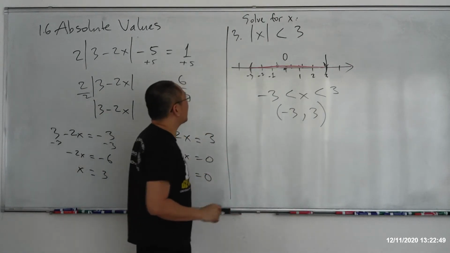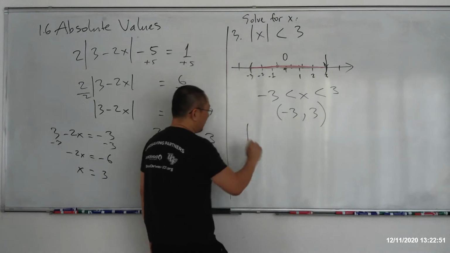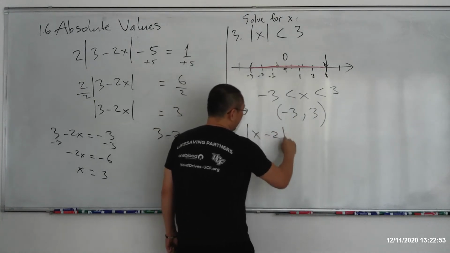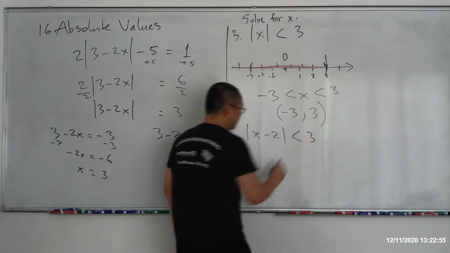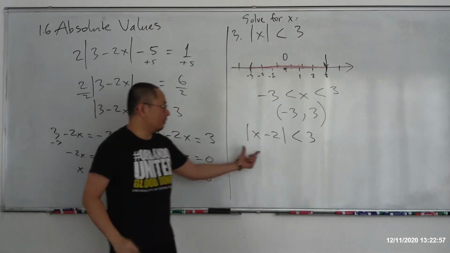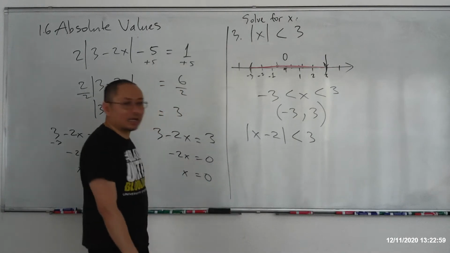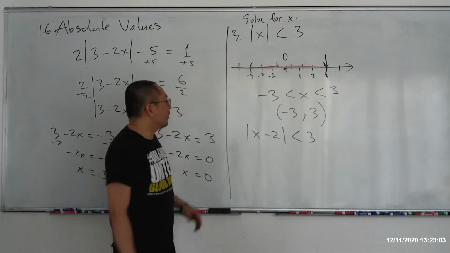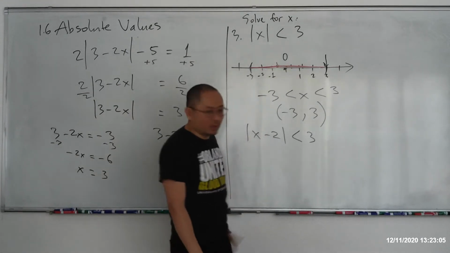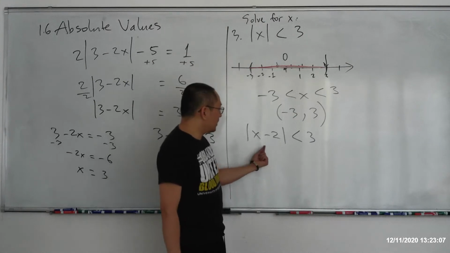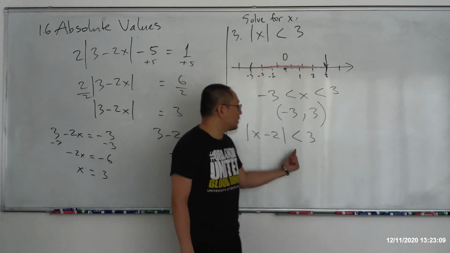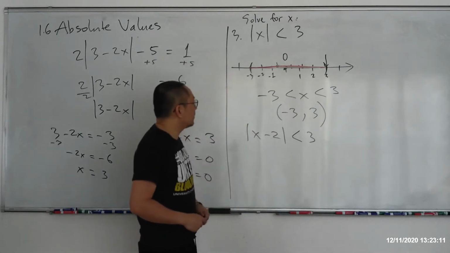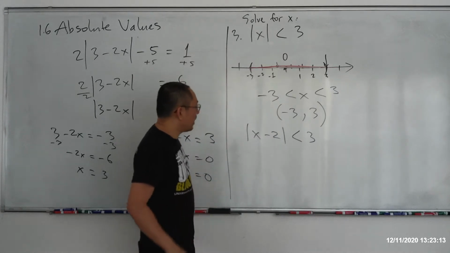It's a little bit more complicated. How about this? Absolute value of x minus 2 less than 3. Now see, the number inside the absolute value is not x anymore. It is now x minus 2. So we don't talk about the distance from x to the origin anymore. In this example, we're talking about the distance from x minus 2 to the origin being less than 3. We're going to solve the same way.